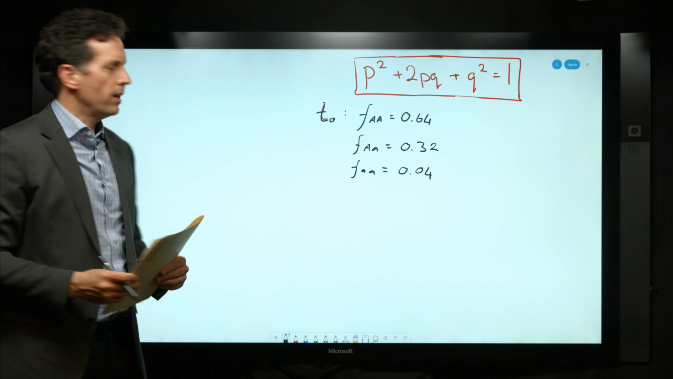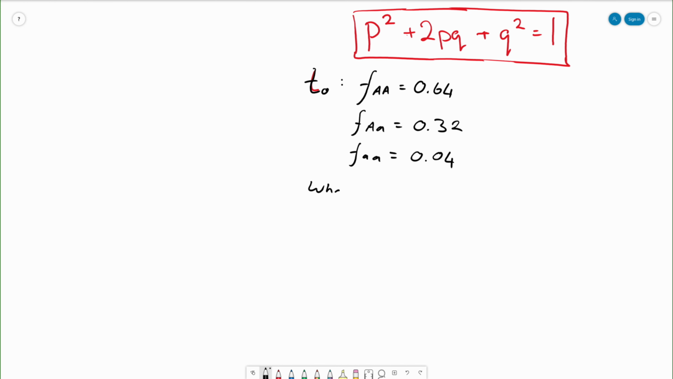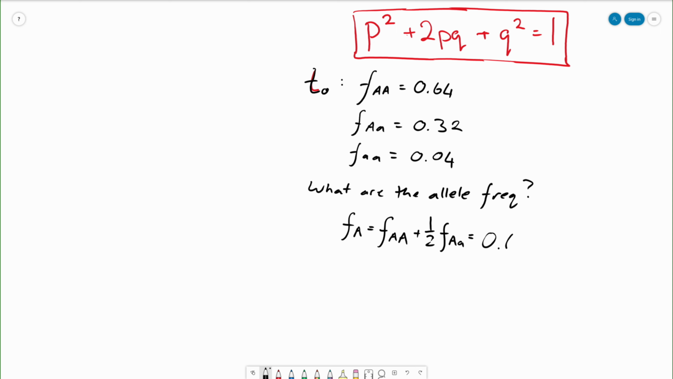We can now compute the allele frequencies using the relationship that we learned. So let's ask, what are the allele frequencies? Of course, the allele frequency of the big A allele is equal to the frequency of the big A homozygote plus half the frequency of the heterozygotes, which in this case is 0.64 plus half of 0.32, which is equal to 0.8, and that is our p.